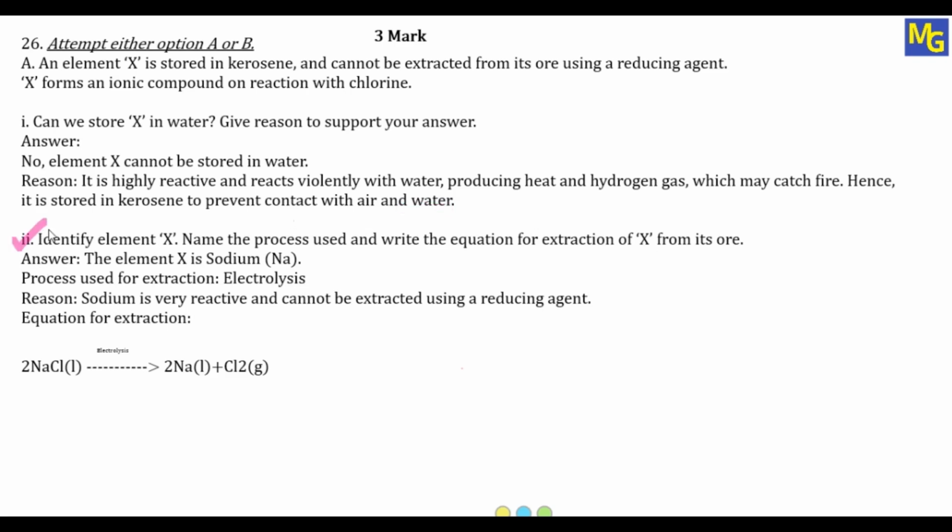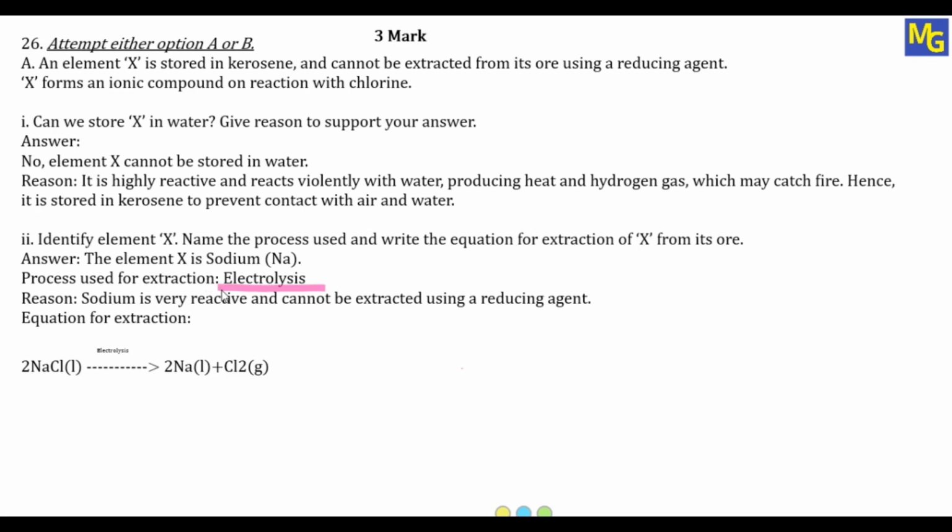Now question 2: identify element X, name the process used and write the equation for the extraction of X from its ore. So what is the element? Just now I told the element X is sodium. The symbol is Na. And the process used for extraction of this sodium is electrolysis. So here the sodium cannot be extracted by using a reducing agent, and the reason for this is again the same, because it is highly reactive. You cannot add any chemicals to extract the sodium, because when you add any chemicals like a reducing agent, because of its reactivity, it immediately reacts with the chemicals and forms something else. And to avoid that, here we are going to use the electrolysis process.